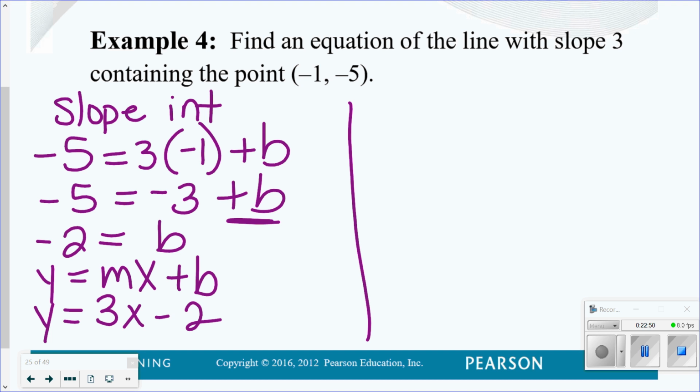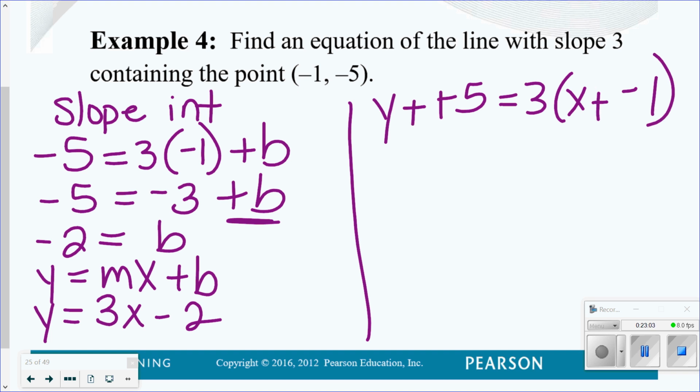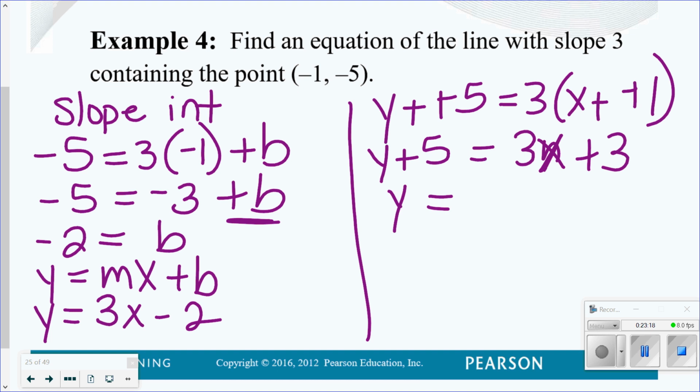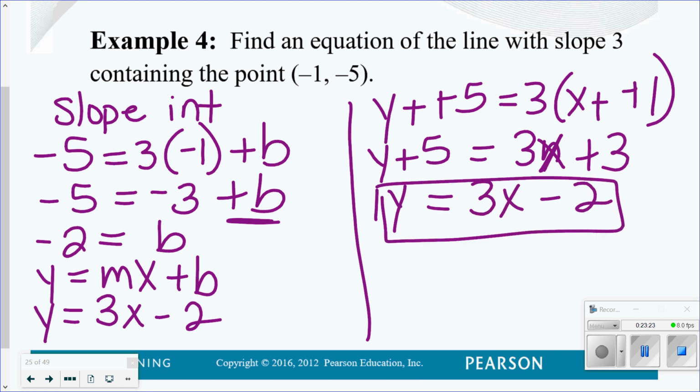We can do that same thing with the point-slope formula. So that would be y minus -5 equals 3 times x minus -1. Minus negative means plus. So we have y plus 5 equals, I'm going to go ahead and distribute over here, 3x plus 3. We want to subtract 5 from both sides so that y is by itself. So we have 3x minus 2. We got to the exact same place regardless of which method we use.